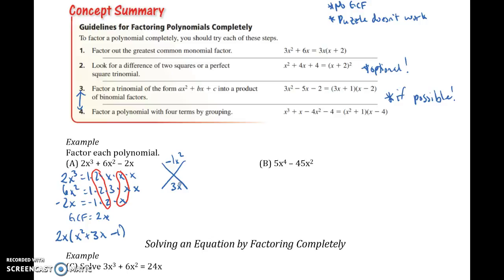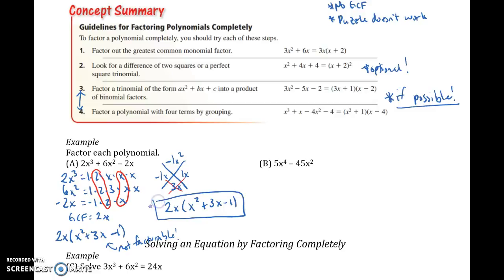for the puzzle. So I might look at this and say, okay, what times what is negative 1? The only way I can get negative 1 is if I have a negative 1x and a positive 1x. But wait a minute, that doesn't add up to 3x. So this is not factorable. And that's okay. So remember, that's why I said this is only if it's possible. So since it's not factorable, the smallest factors I can break out are just 2x, x squared plus 3x minus 1. So that's as simple as it gets.